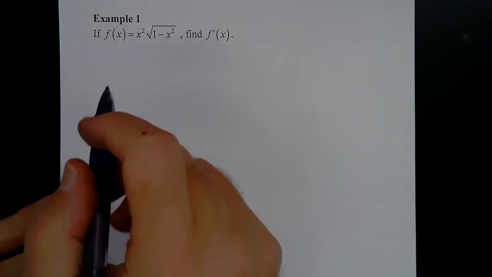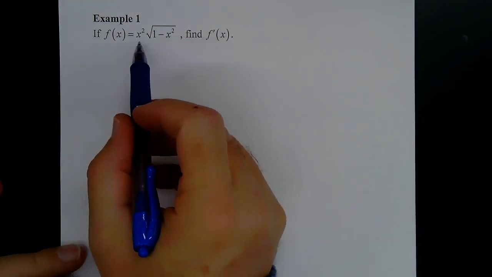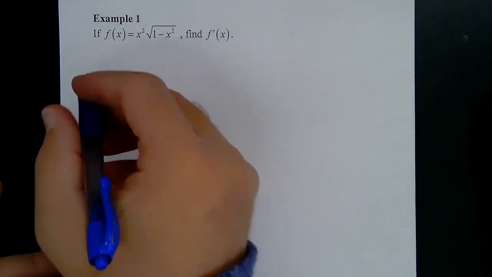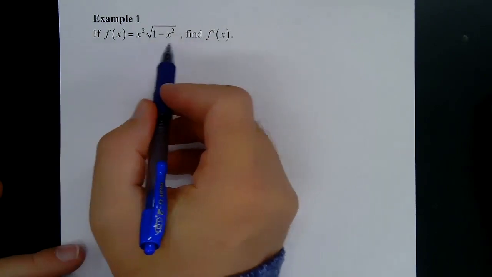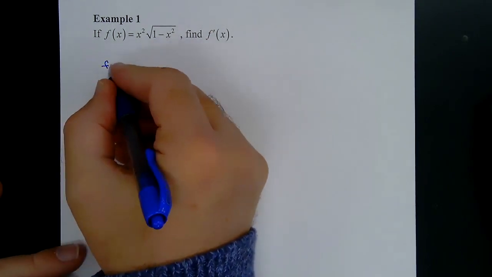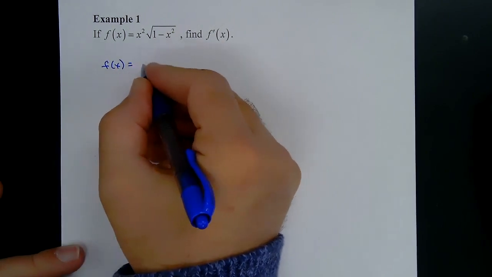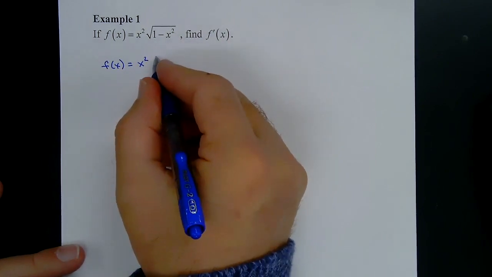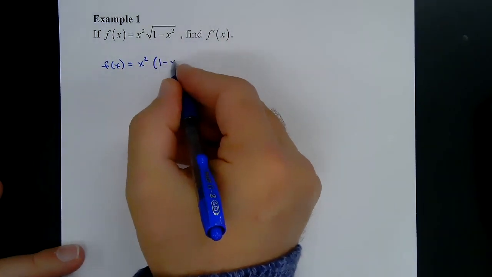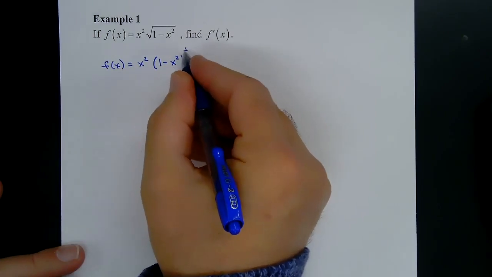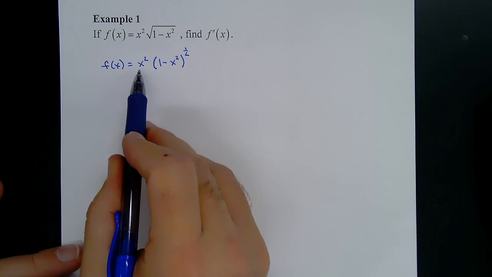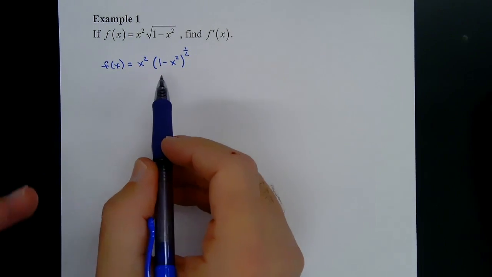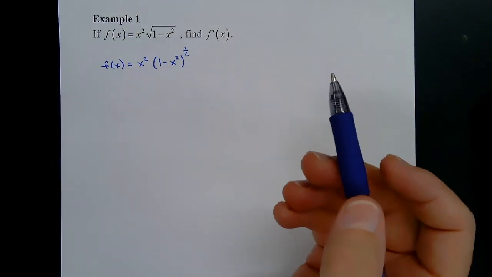All right, so we should recognize f of x is equal to x squared times the square root of 1 minus x squared, and we want to find the derivative of this, okay? So we need to first rewrite this. So f of x is equal to x squared, and instead of square root, we're going to write this as a 1/2 power. So 1 minus x squared to the 1/2 power. So this is the first function, and this is the second function. And so we're multiplying two functions. We have to use the product rule on this, okay?